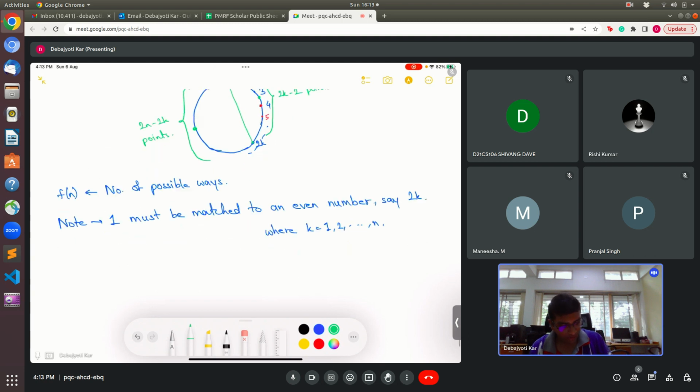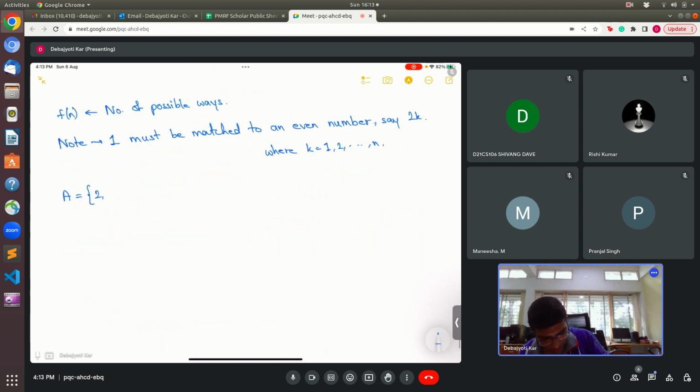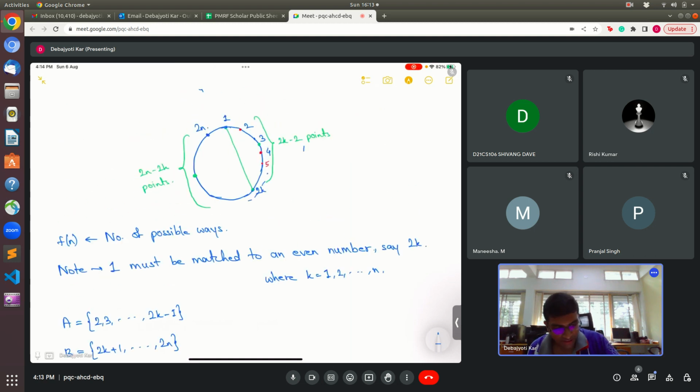So formally, if we write it, let A be the set of points 2, 3 up to 2k minus 1. Okay, so these are the two sets of points. This is A and this is B. Since 1 is matched to 2k, it follows that no point in A can be matched to any point in B, because then it must cross the line joining 1 and 2k.